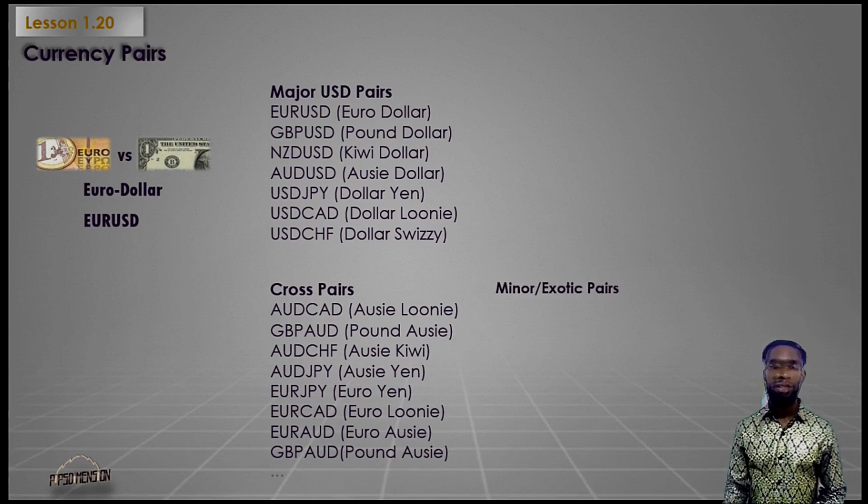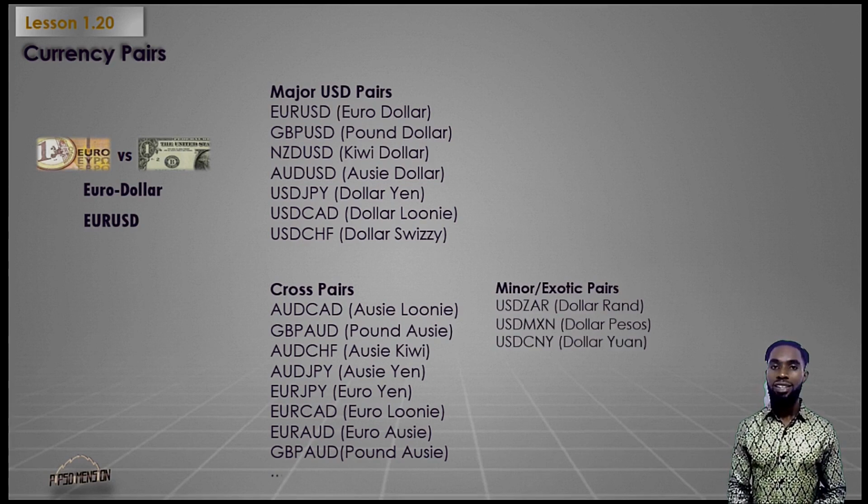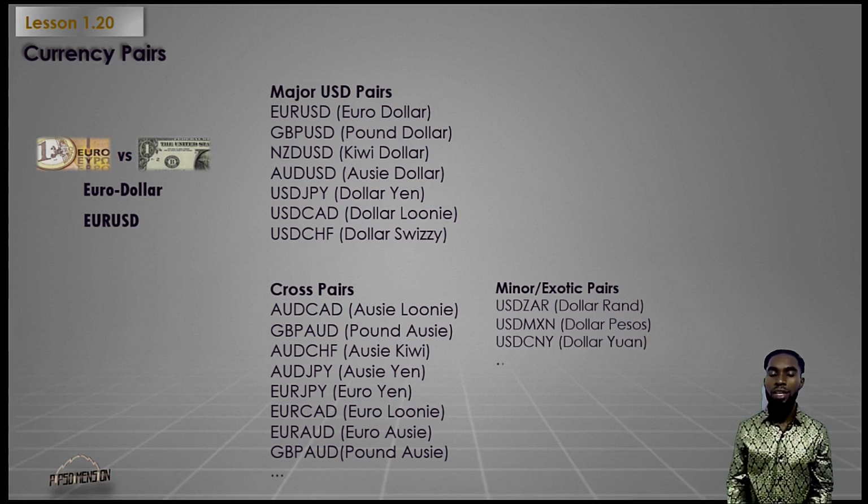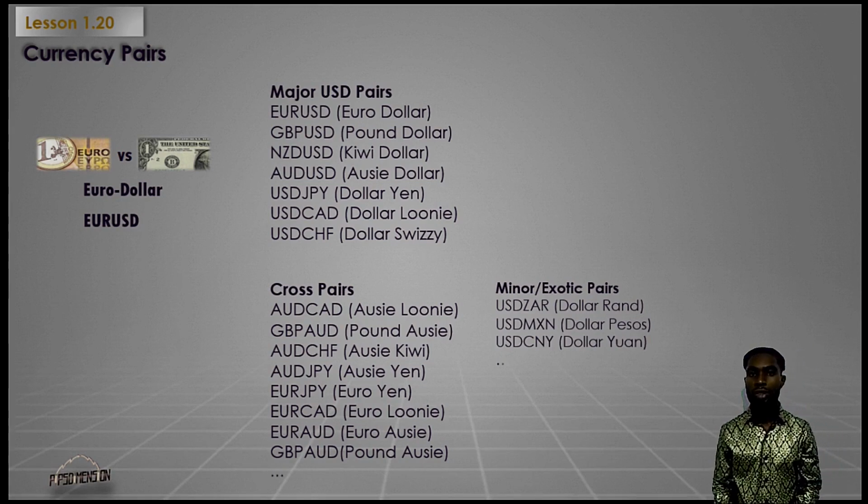In most cases, minor currencies are paired with the US dollar. For example, the dollar rand, the dollar peso, the dollar yen, and so on. Now we understand why the currencies are put in pairs. We also understand the major pairs and the minor pairs.